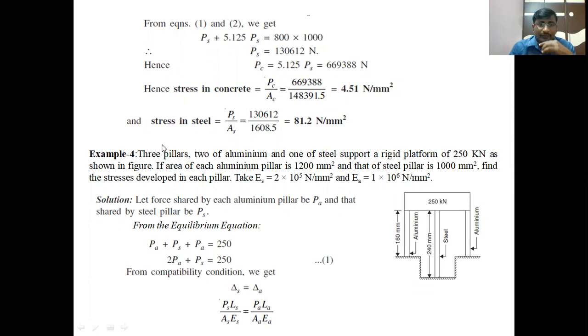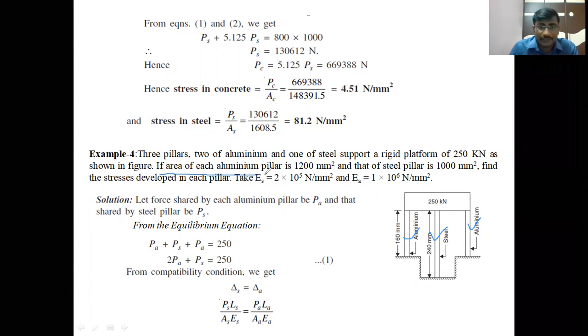Let us go for another example, three pillars. Three pillars, two of aluminium and one of steel, support a rigid platform carrying 250 kilonewtons. Here is the diagram shown. Three pillars are there, two are aluminium pillars and one is a steel pillar, on which a rigid platform with 250 kilonewtons is supported, as shown in the figure.